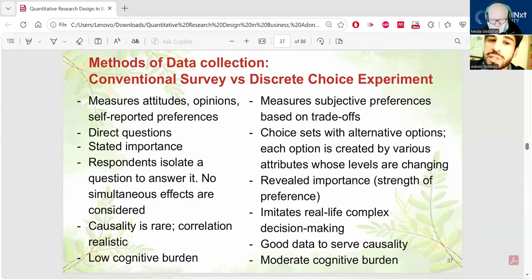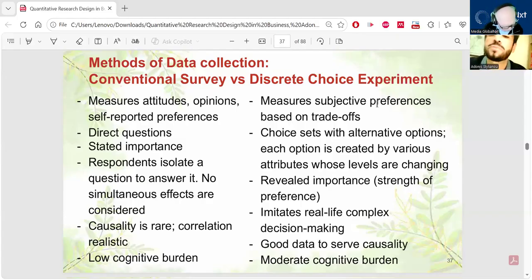In most cases, people measure attitudes, opinions, self-reported preferences. People state the importance of those different dimensions, different factors. And in most cases, those conventional surveys are not really the best when it comes to causality. They are good in terms of correlation, not necessarily in terms of revealing causality between variables. So today I'm going to introduce you to the so-called discrete choice experiment.